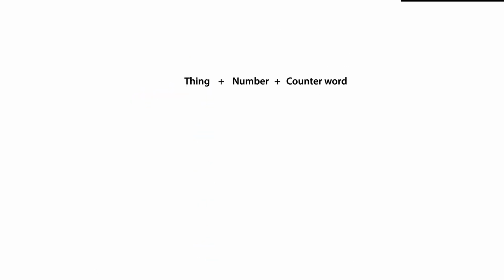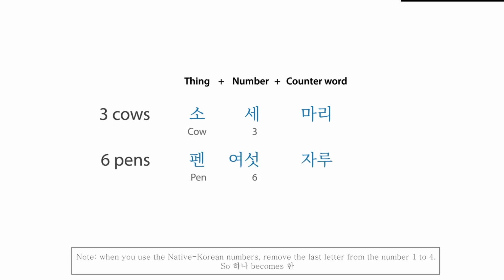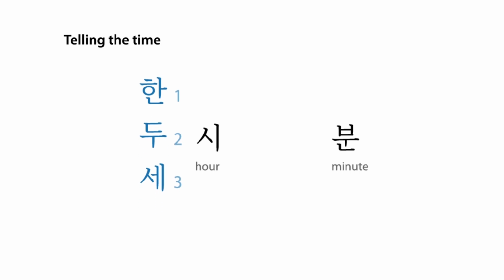Counter words are used this way. First, the thing that is counted, then the number, how many, and the counter word. Example, 소 3마리. 펜 6자루. 차 네 대. There are also places when both systems are used together. For example, when we talk about the time, as in what time is it, we have to use both systems together. For the hour, we use the native Korean system, and for the minute, we have to use the Sino-Korean system. 1시, 2시, 1분, 2분.